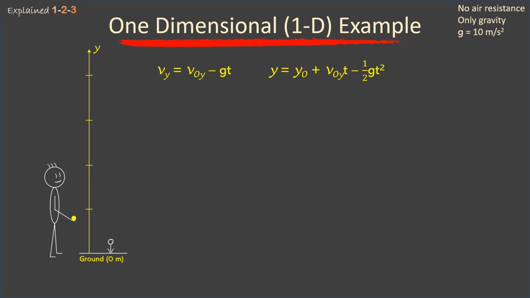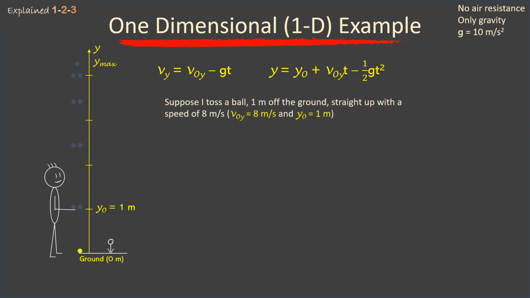And then I toss the ball vertically straight up like so. The ball will go up and up, reaching the maximum height, y sub max, and then start falling, eventually hitting the ground. Suppose I release the ball 1 meter off the ground at a speed of 8 meters per second, and let's see what happens. Let's leave the ball positions in midair so it's easy to see.